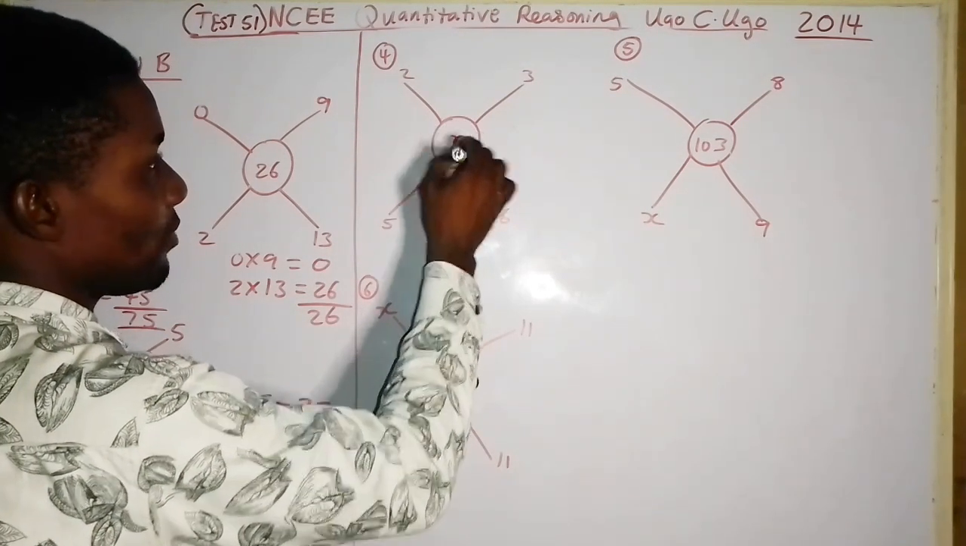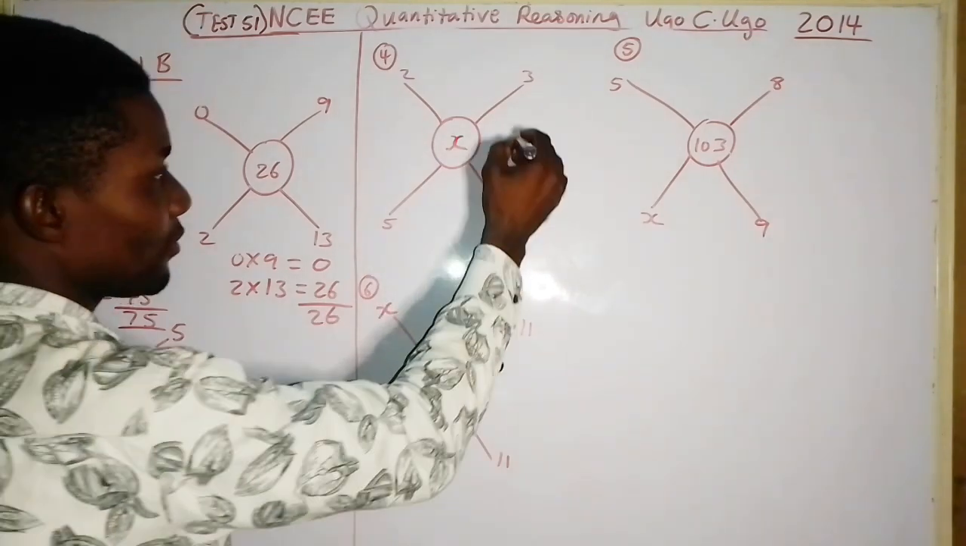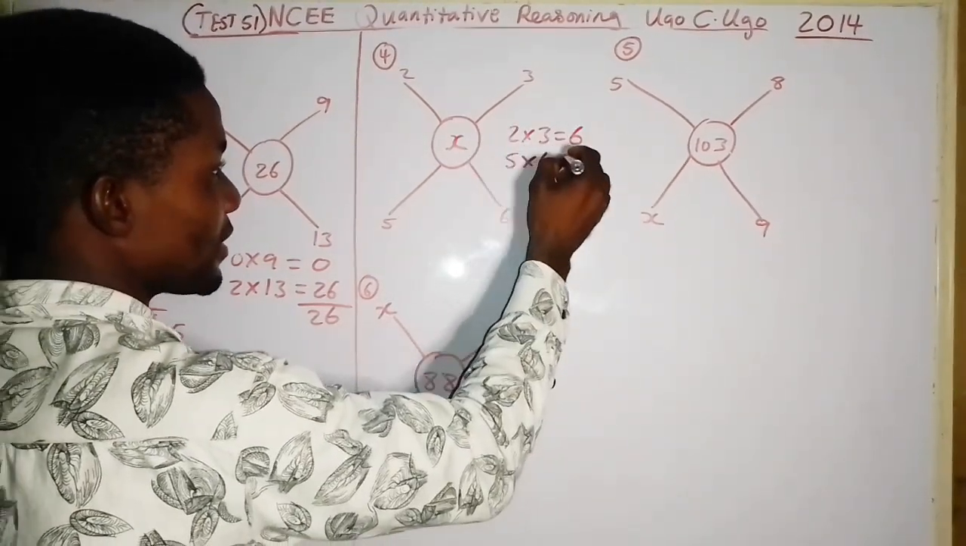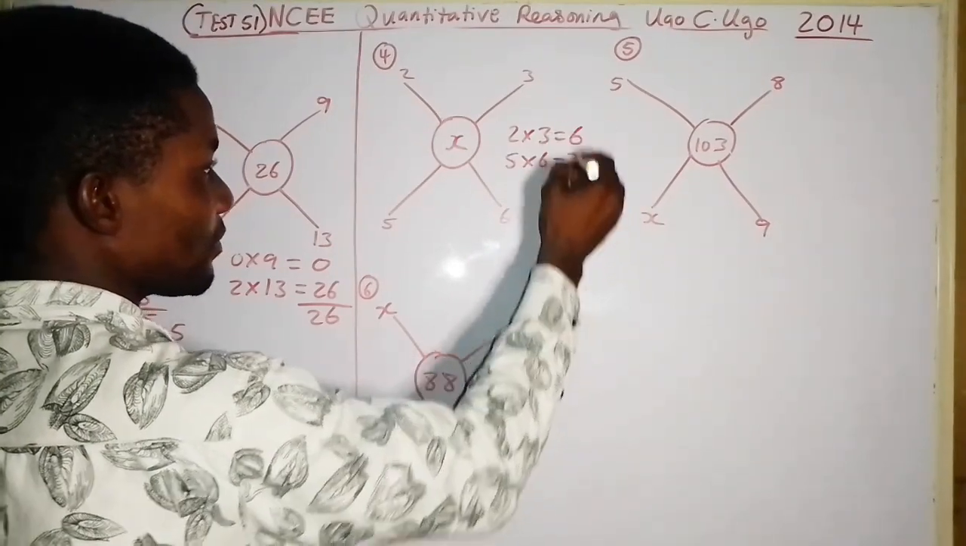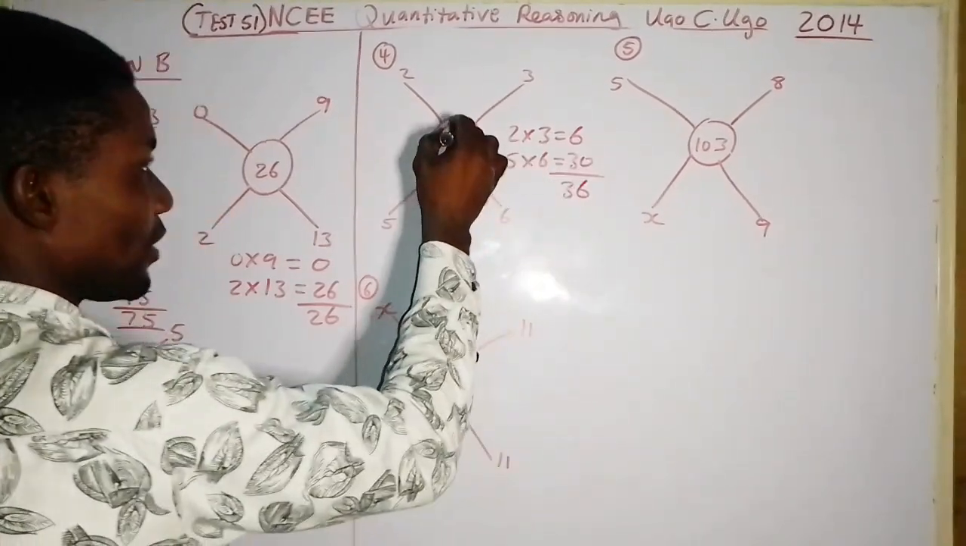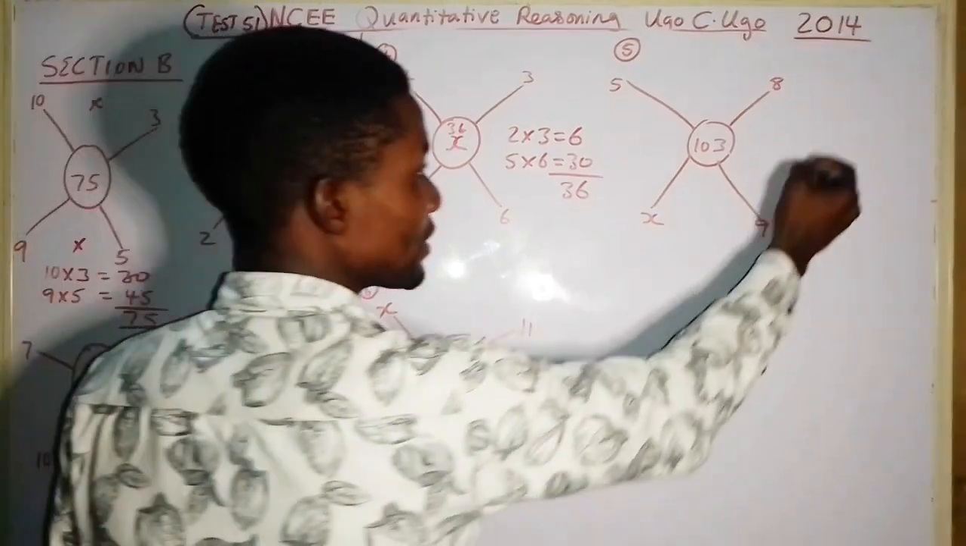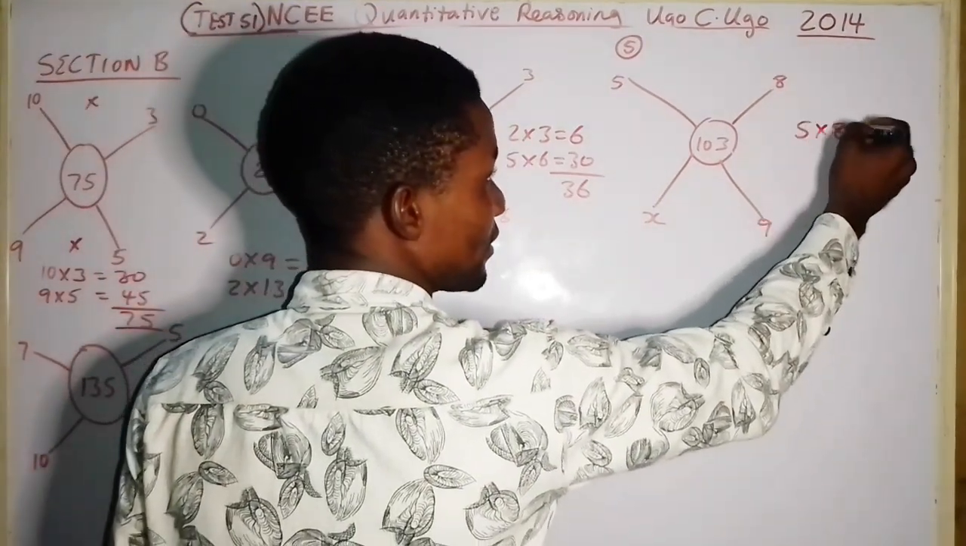So now let's look for the missing number here. So we have 2 times 3, that's 6. And 5 times 6, that is 30. 6 plus 30, that will give us 36. That means your x here is what? Is 36. Let's go for the next number. This is 5 times 8. That will give you what?